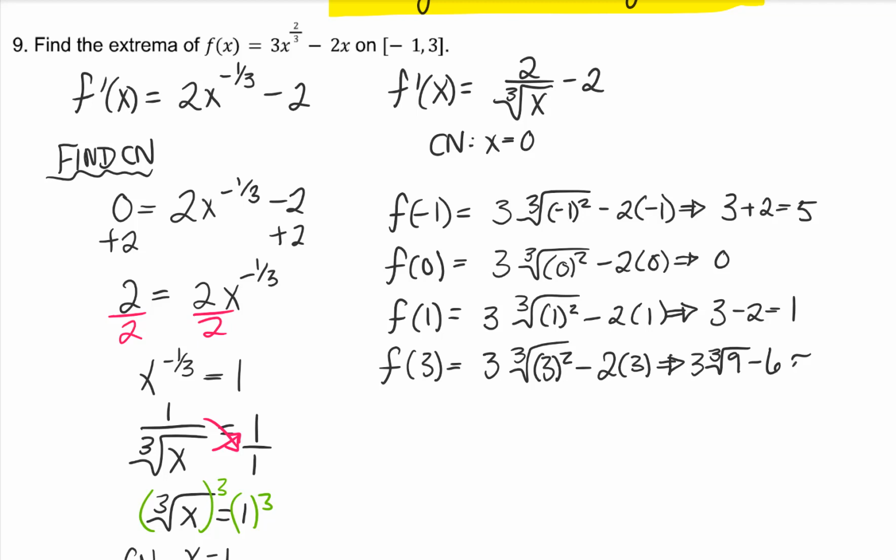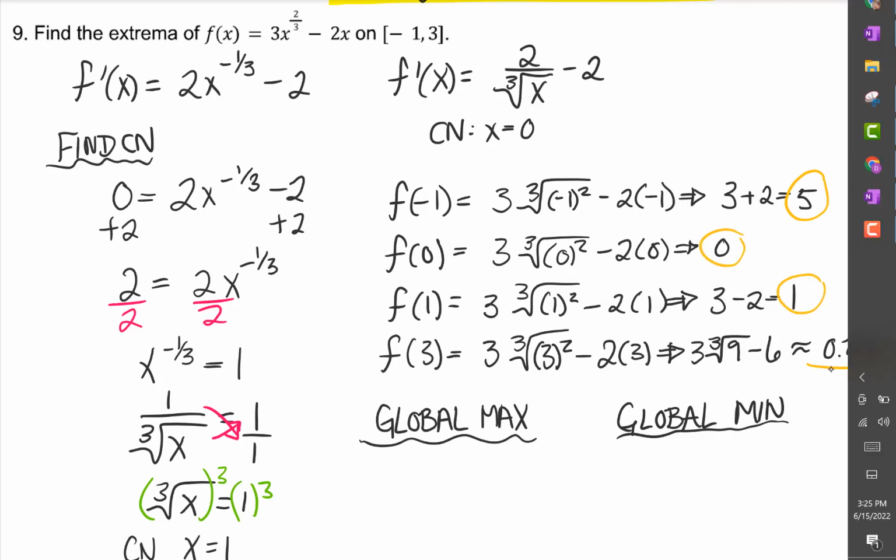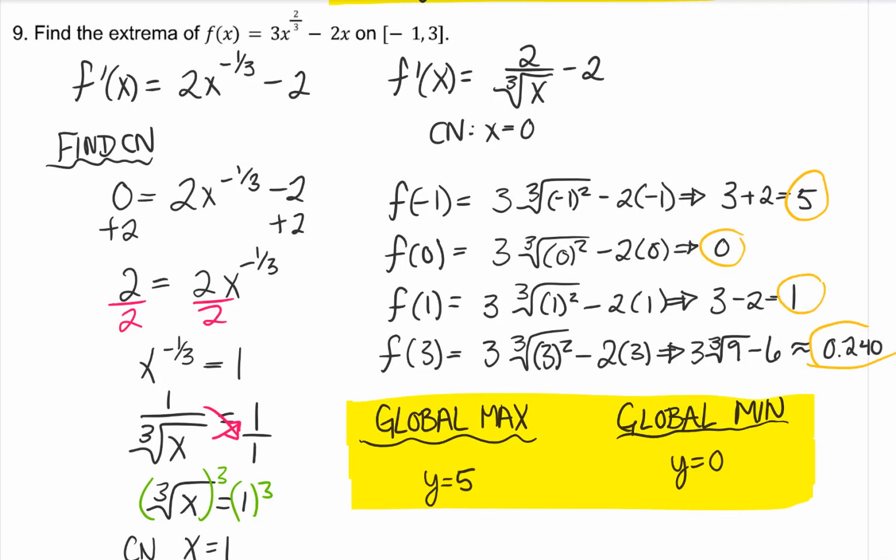If we used a calculator to evaluate the decimal version, we would get 0.240. So my options for the extrema of f of x would be 5, 0, 1, or 0.240, making our global or absolute max y equals 5 and our global or absolute min y equals 0.